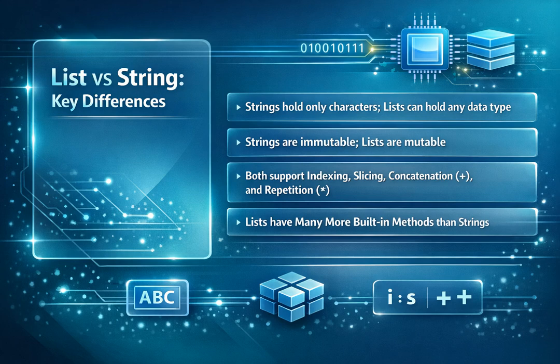Comparing lists and strings. Strings can only hold characters, while lists can hold any type. Strings are immutable. Lists are mutable. Both support indexing, slicing, and the in operator. But lists have many more built-in methods for adding, removing, and reorganizing data.